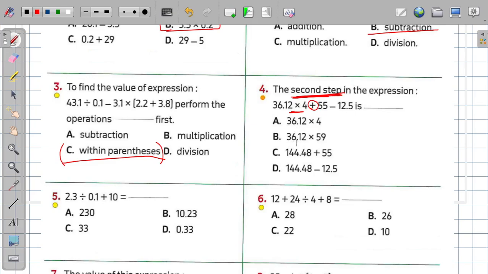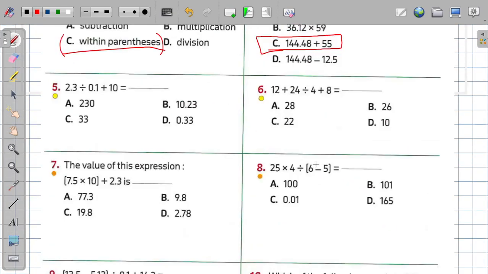Next, I have 36.12 multiplied by 59. So he did the addition operation first, and this is wrong. Next, I have 144.48 plus 55, and the last one I have 144.48 minus 12.5. No, the second step will be the addition operation, so I will choose C. I will add 144.48 plus 55, not minus 12.5.